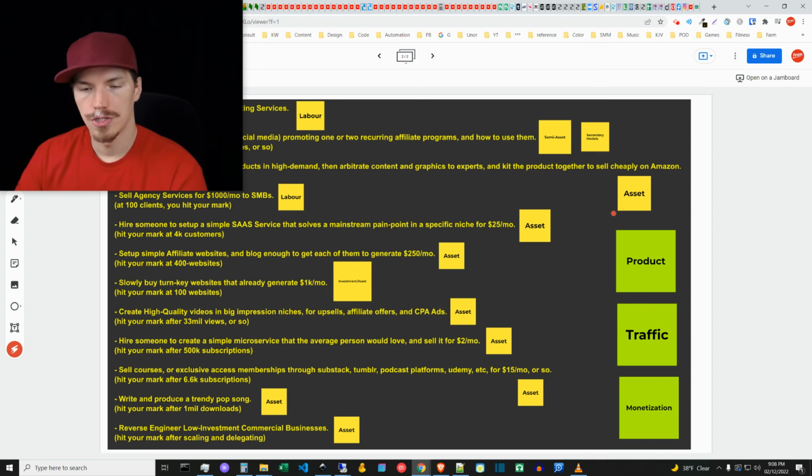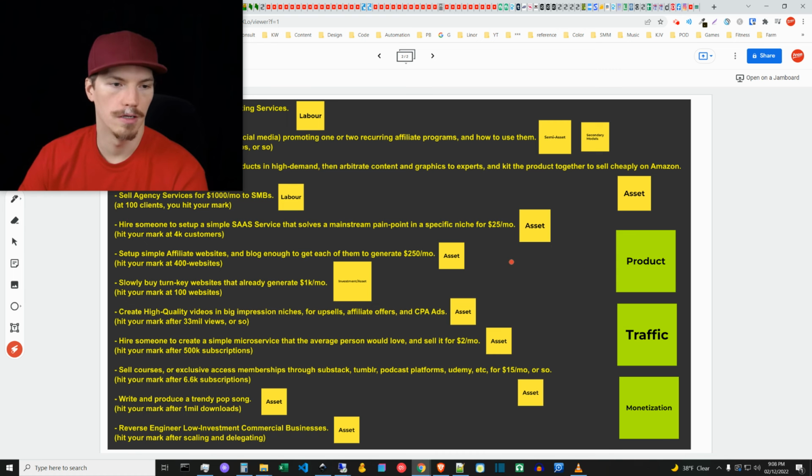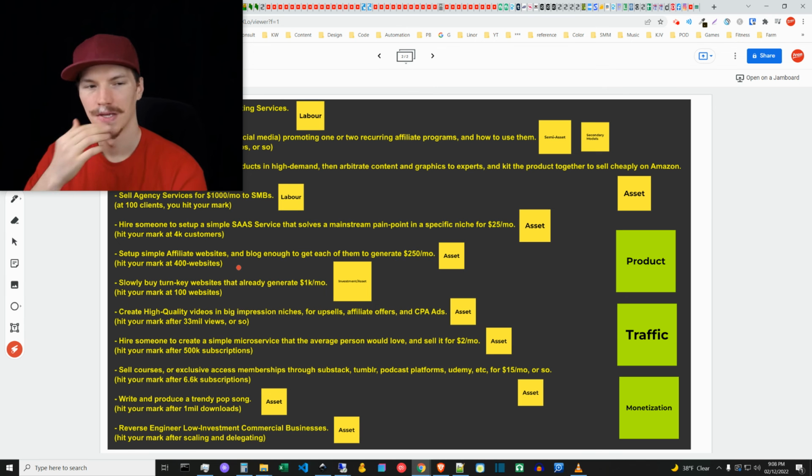And really, I need to get a spreadsheet and articulate all these types of labor that one can do and their nature. Which types of labor are one-off labor that doesn't have a good recurring value? Which types of labor are excellent for creating recurring assets? Really great spreadsheet I need to create at some point. Spreadsheet concept: set up simple affiliate websites and blog enough to get each of them to generate $250 a month. Hit your market, 400 websites.